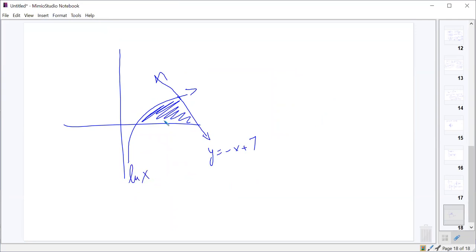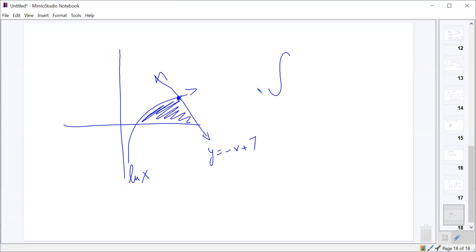To find this area, you can split it at the intersection point, figure out where it is, and do an integral from 1, where they cross, to that intersection point of just ln x. And then you can add to that the integral from this intersection point to 7, where this crosses the x-axis, of negative x plus 7.